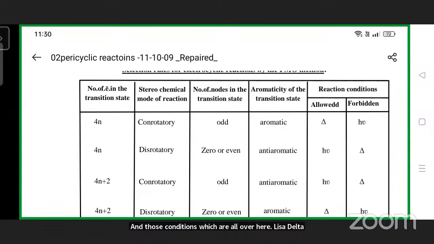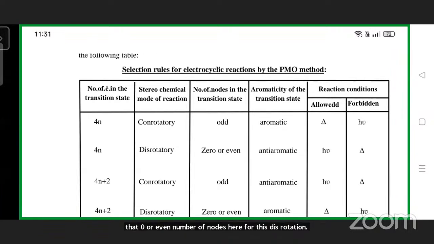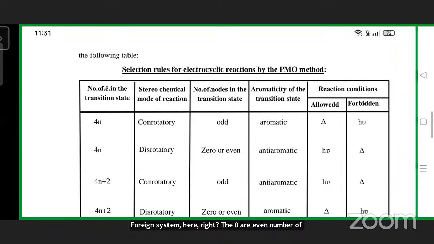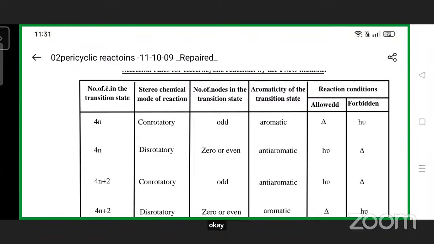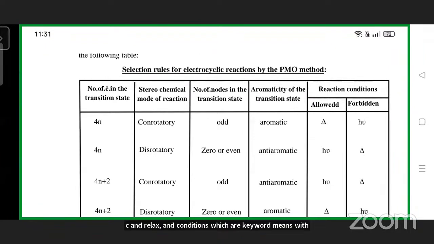The reaction conditions. And for this disrotation, generally we'll get zero or an even number of nodes here for this disrotation for the 4n system here, right? The zero or even number of nodes are observed, and the aromaticity of the transition state is anti-aromatic. Okay, anti-aromatic, and the reaction condition which is favored is photochemical, it is photochemically allowed and thermally forbidden here.